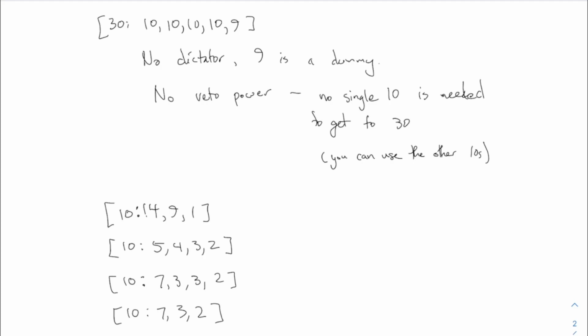Is that meant to be a 14? Because that looks like an exclamation 4. 14, yeah. My pencil left the page a little bit. Dictator, dummy, veto for each one.